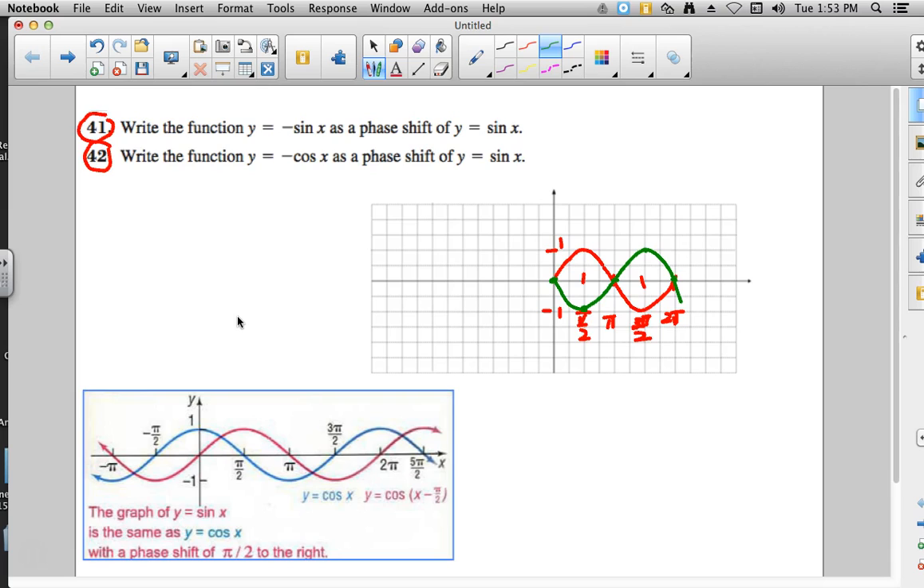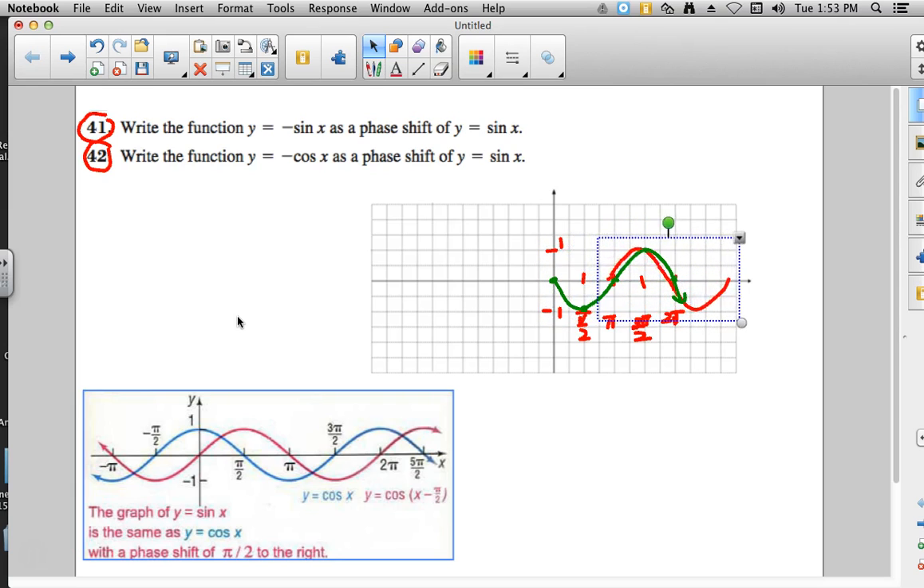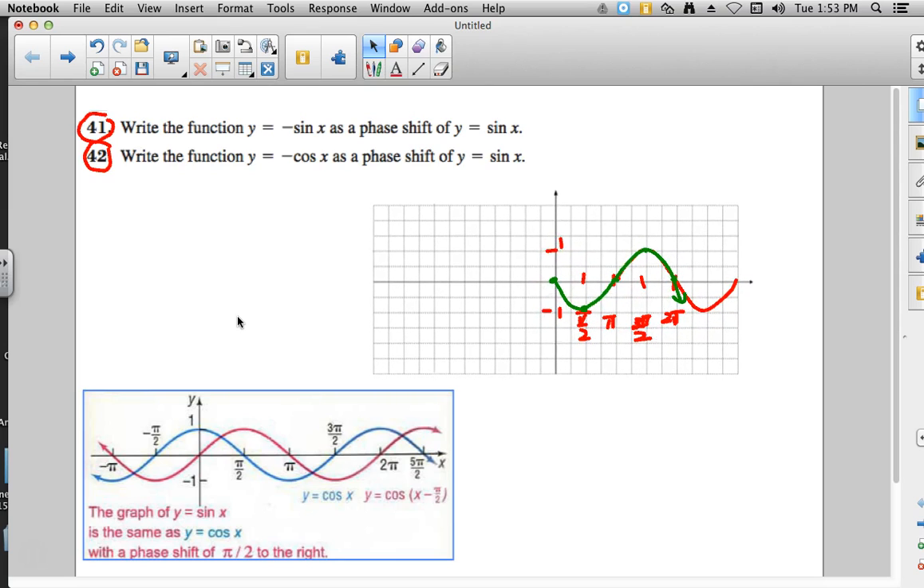So now, the green graph, I'm trying to figure out what could I do to that red graph to get that green graph, because it says write the function y equals the negative sine of x as a phase shift of y equals the sine of x. And I realize if I take the red graph and I slide it over, I would have exactly the graph that I needed. So now it's a matter of how far did I slide that over.